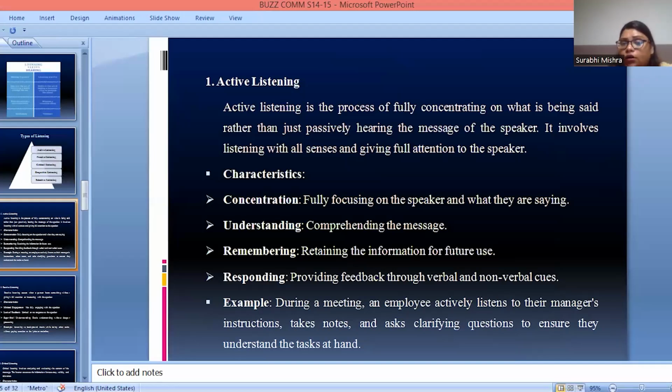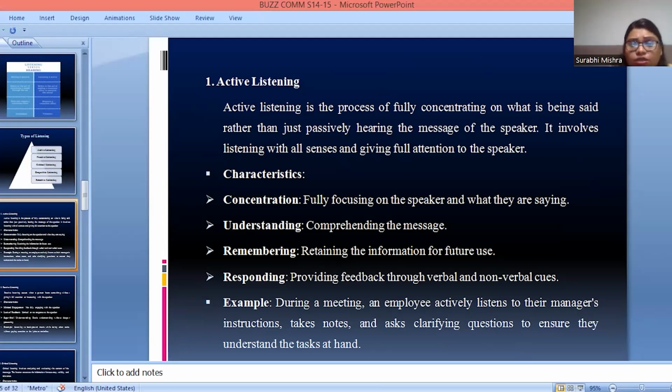So what it is saying is that active listening is about concentrating and then listening to what is being said instead of just hearing, right? Because hearing doesn't require concentration. So it involves all aspects, all senses, and giving full attention to the speaker.